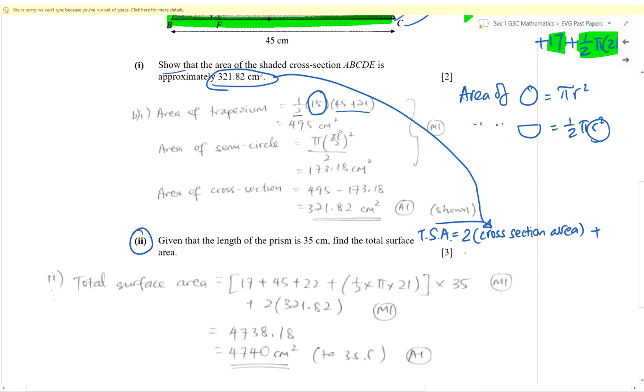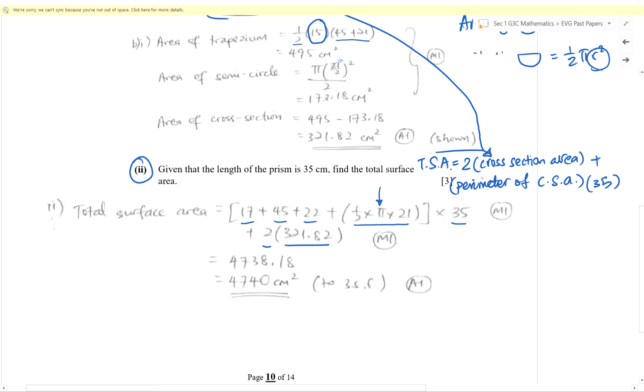So 2 times cross-sectional area plus perimeter of cross-sectional area times 35. So that is what is done over here. 2 times the cross-sectional area, which we found in part 1, added to the perimeter, 17, 45, 22, half pi 21, multiplied by 35. Because we had pi involved over here, this is irrational, so our final answer is not exact. Therefore, you round off to 3SF.